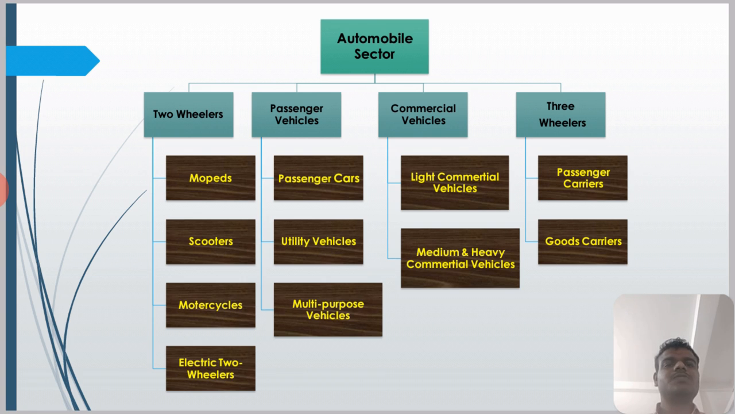As we see, mopeds, scooters, motorcycles and electric two-wheelers come under the two-wheeler vehicles category. Passenger cars, utility vehicles, multi-purpose vehicles come under the passenger vehicle category. Light commercial vehicles and medium and heavy commercial vehicles come under the commercial vehicle categories. Passenger carriers and goods carriers come under the three-wheeler category.